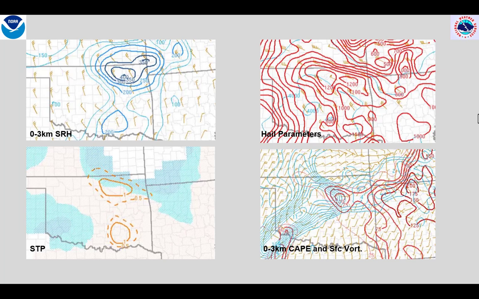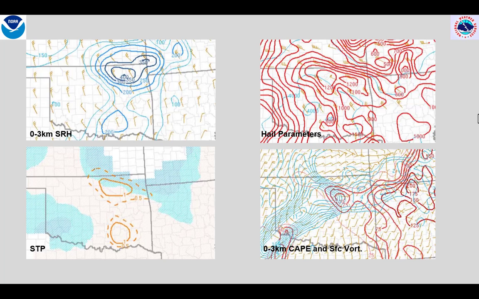Here are some hazard-related SPC mesoanalysis page graphics. 0 to 3 kilometer SRH on the top left shows large values across northeast Oklahoma, but these are behind the surface cold front. In the warm sector ahead of the front, values are much less, suggesting marginal tornado potential. The top right image shows large CAPE in the hail growth zone, supporting a large hail threat.